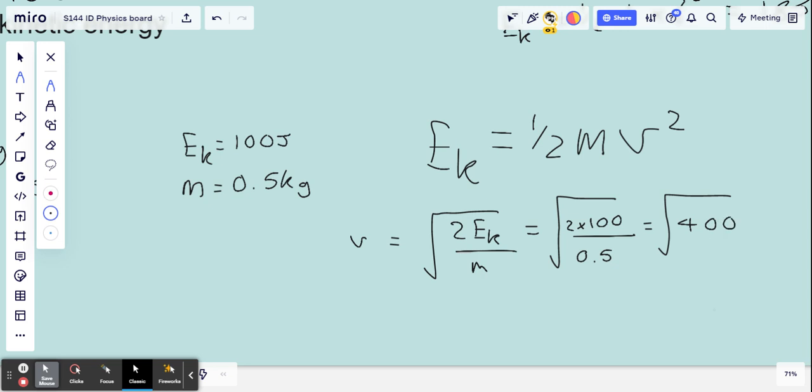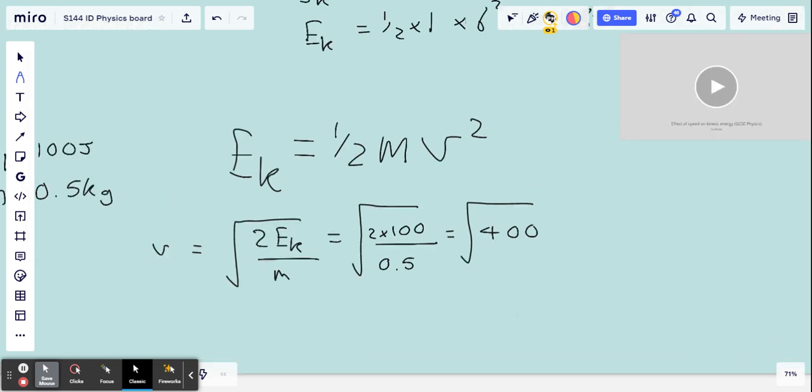Now let's involve a little bit from the mathematics topic of surds, shall we? Because this is going to be equal to the square root of 4 times 100, which is equal to the square root of 4 multiplied by the square root of 100. Both 4 and 100 are square numbers. The square root of 4 is 2. The square root of 100 is 10. So the answer to this question should be 20.